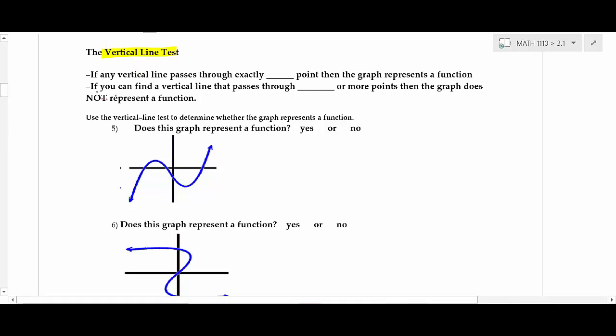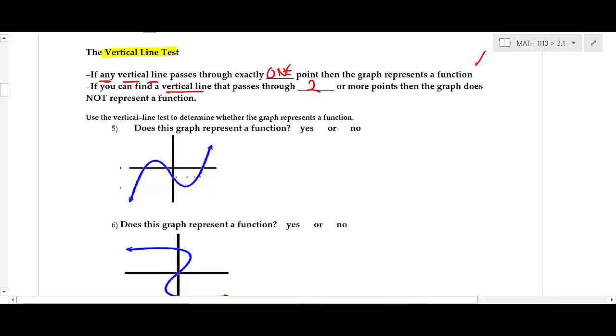The key thing is, if any vertical line passes through exactly 1 point, then the graph represents a function. If you can find a vertical line that passes through 2 or more points, then it's not a function. It's doing the same thing that the definition of a function is doing, and you can just do this in your head.